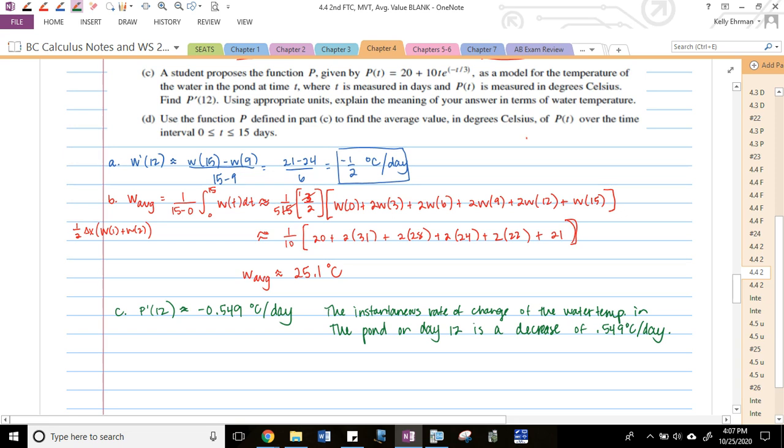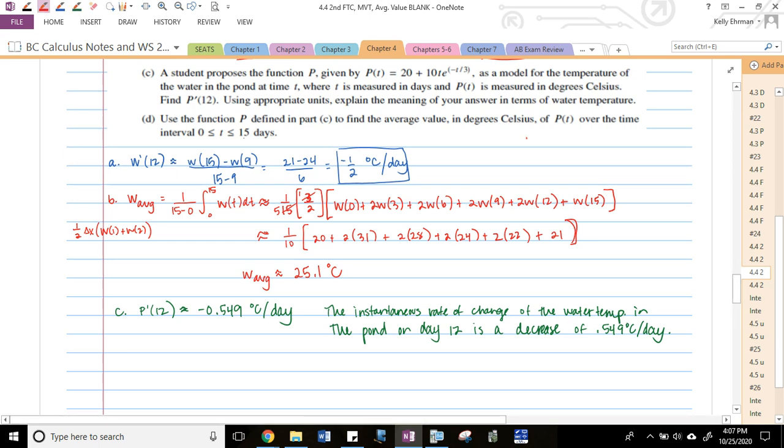I think it's important to have the word decrease instead of just saying the instantaneous rate of change is negative, blah, blah, blah, because the whole point is, what does that negative mean? And assuming you can interpret your units correctly, what does that mean?